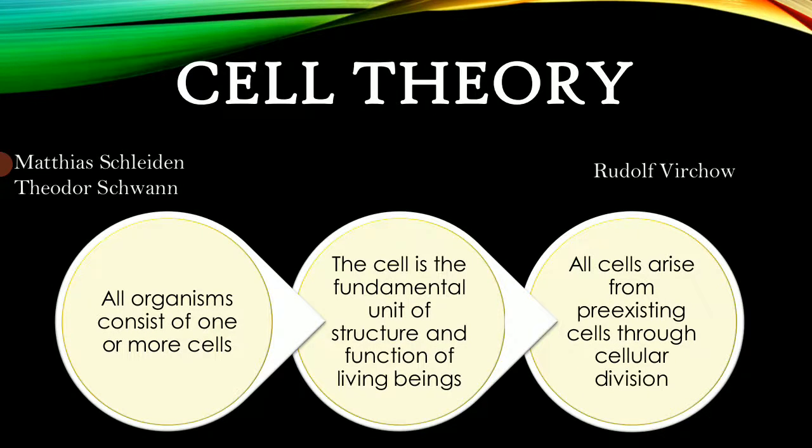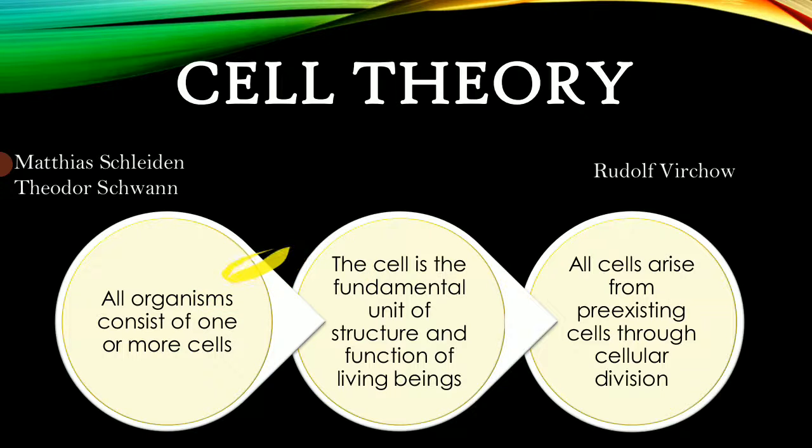Now, coming to the cell theory, which was given by Matthias Schleiden and Theodor Schwann. The cell theory has three tenets. There are 3 points to this theory. These points were concluded after a lot of studies on the cells of plants and animals, and they realized that they are similar structures, and that is why Schleiden and Schwann gave us the first 2 tenets of the cell theory.